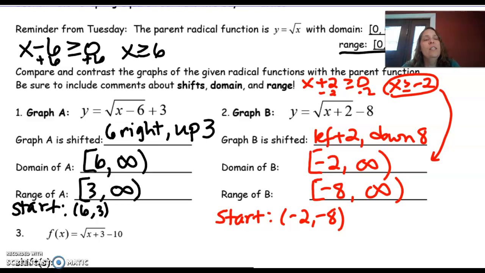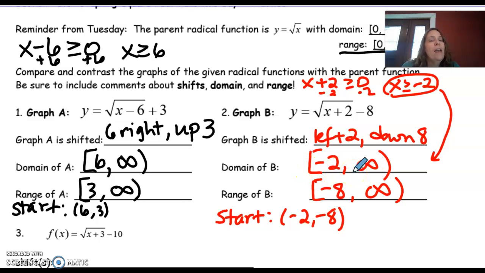All right, hopefully you'll see the change from inside the radical. That was an x plus 2. If we say that must be greater than or equal to 0, when we solve, we get x is greater than or equal to negative 2. At negative 2, we are left 2 units from the origin, and so our domain starts at negative 2 and goes up to infinity.